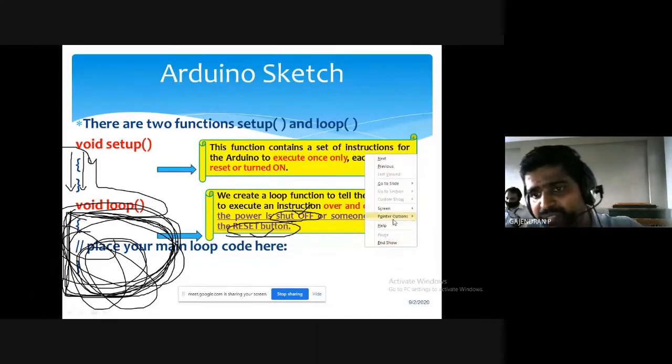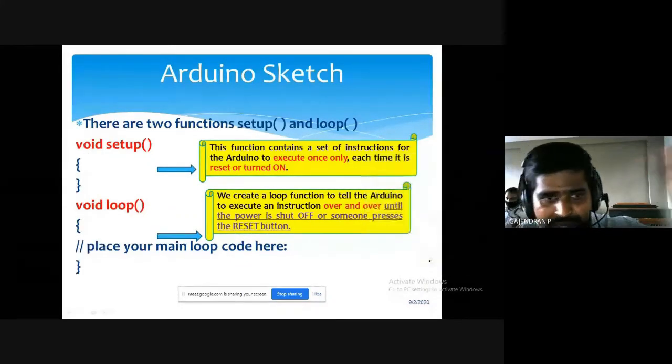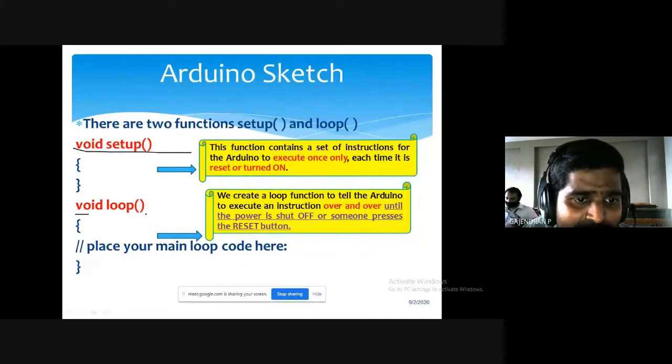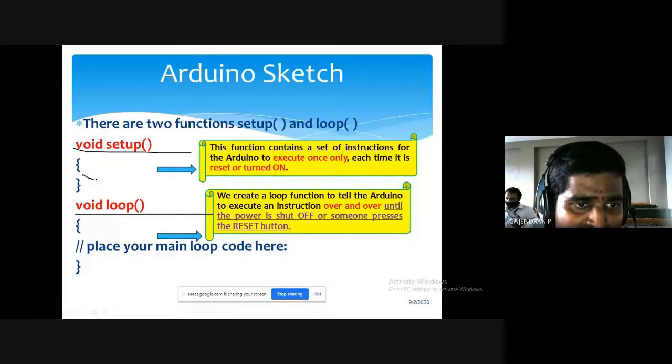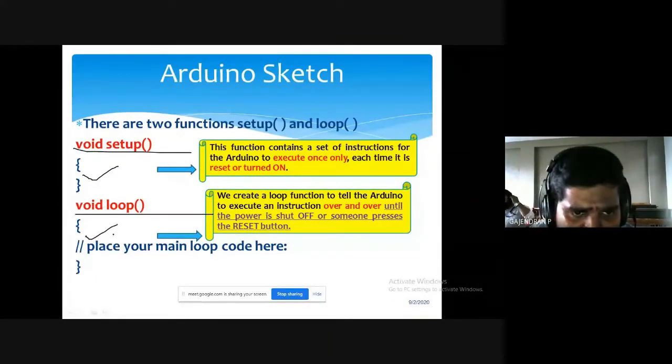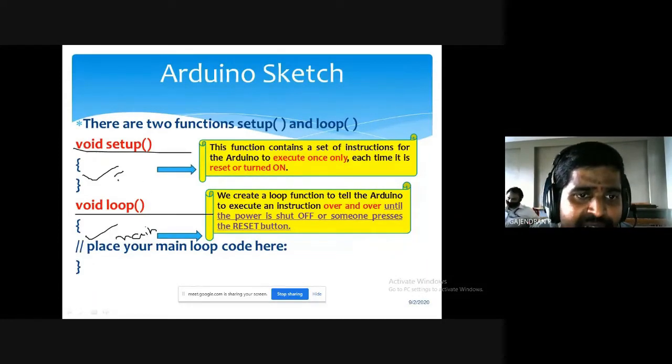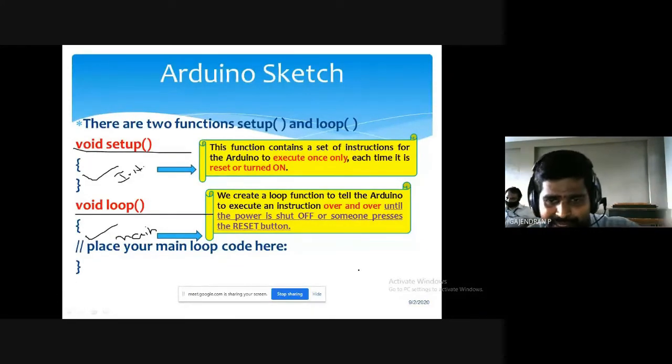Okay, what are the two functions available? What is the take home here? Void setup and void loop. In void setup, initialization; in void loop, the main program. Shall we take it like this? Here I need to write the main program, and here I need to write all the initialize conditions. Take a screenshot. Let me move to the second slide.